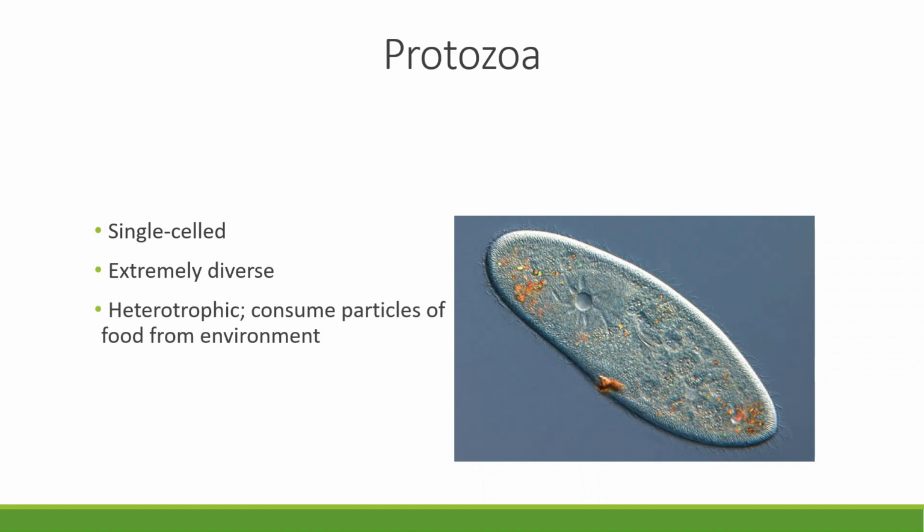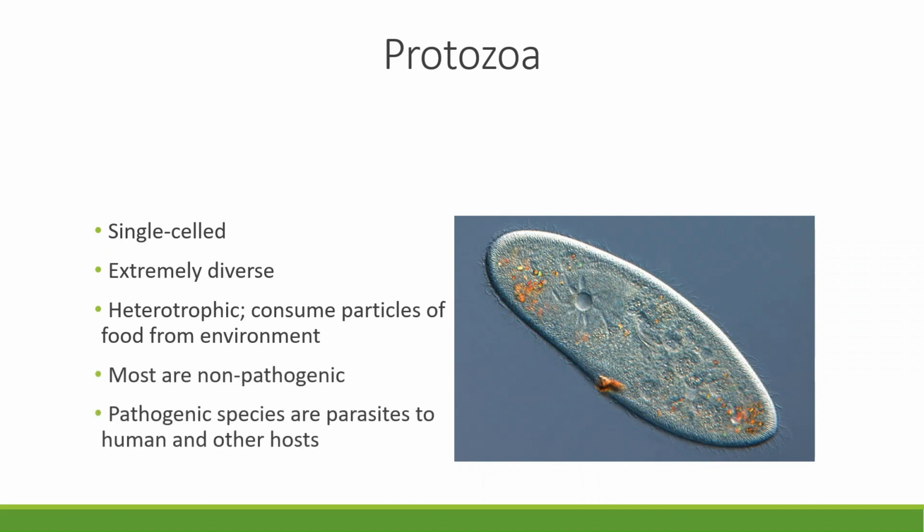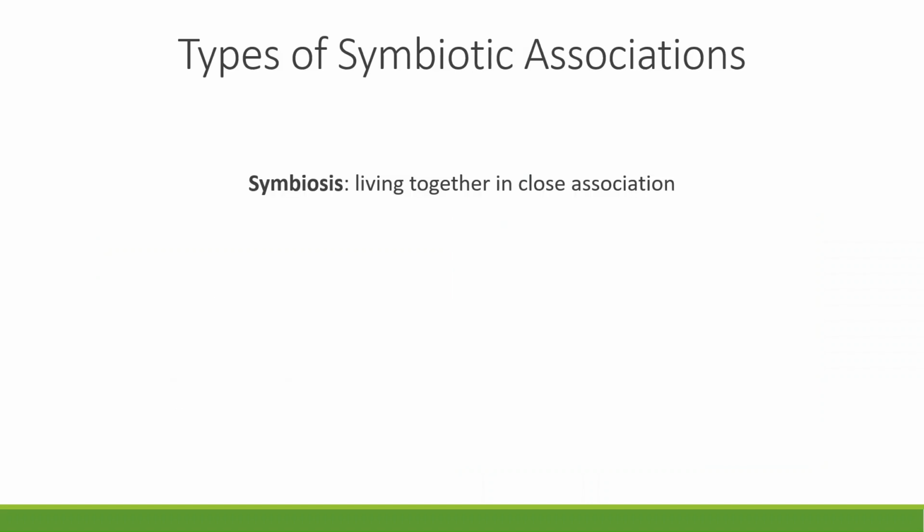Like many eukaryotes, they are also heterotrophic, so they consume organic material in order to obtain their energy and carbon. And most of them are non-pathogenic, although there are some that are parasites to humans and other hosts. And before we continue with this discussion, let's briefly talk about symbiosis and symbiotic associations.